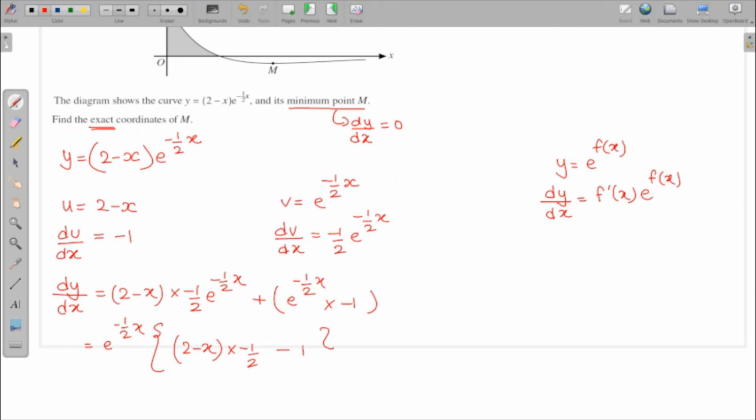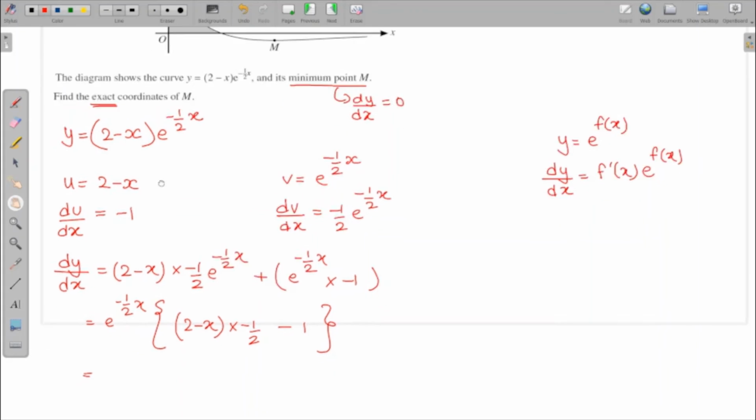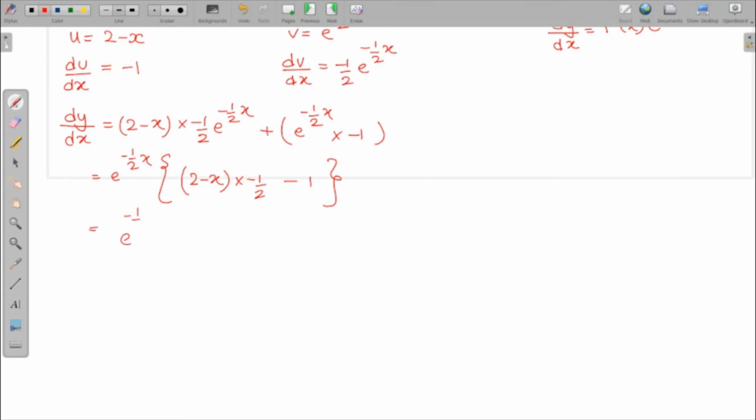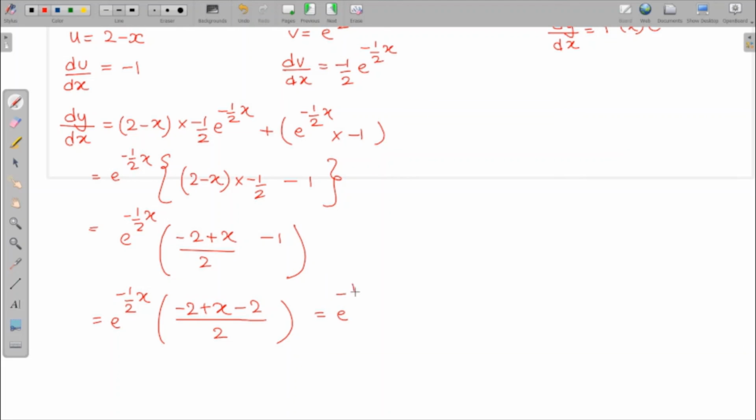Okay, so let's see how we can simplify it further. So this will become -2 times -1/2, so that is -(2 - x)/2 - 1, so that will be plus x/2 minus 1. So e^(-x/2) times (-2 + x)/2 ... minus 1 times 2, that's -2/2. So this becomes e^(-x/2) times (x - 4)/2.